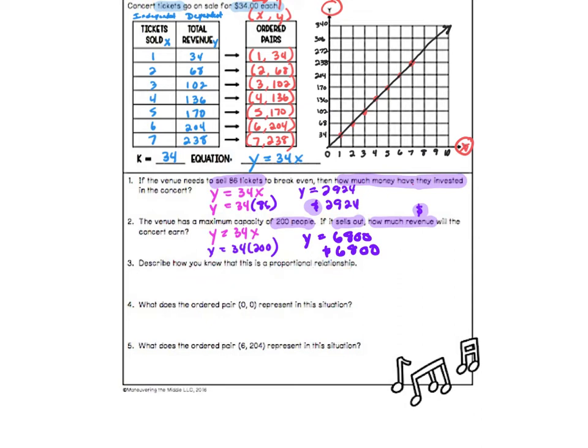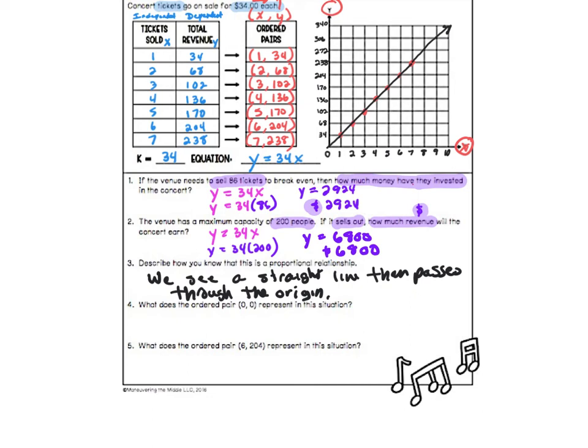Well, the easiest way is just by looking at this graph. What do we see? We see a straight line that passes through the origin. The nice thing about graphs is they're very visual. We see a straight line that passes through the origin. So visually, graphs are awesome for that.